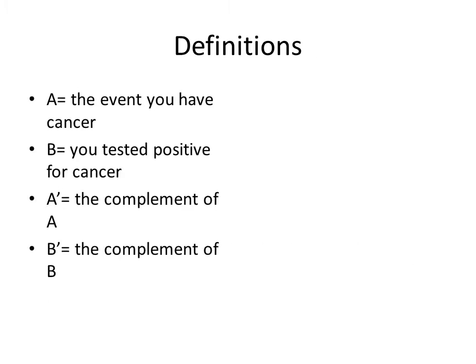Okay, let's go through some definitions. The random variable A is the event that you have cancer. The random variable B is that you tested positive for cancer. Those are two different random variables. A prime, the complement of A, is the opposite of A, so that would be the event that you don't have cancer. B prime, the complement of B, is that you tested negative for cancer.